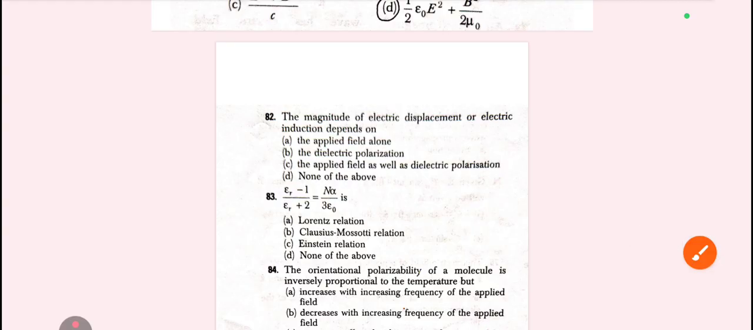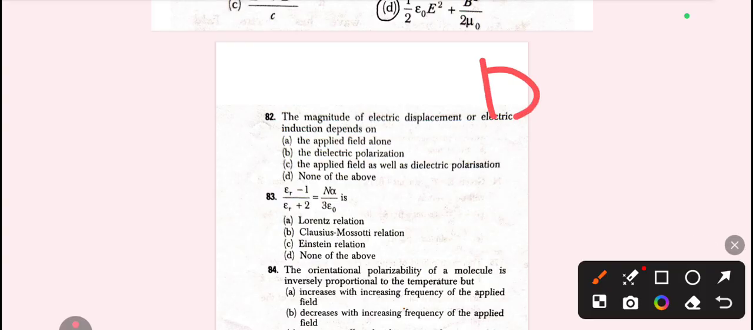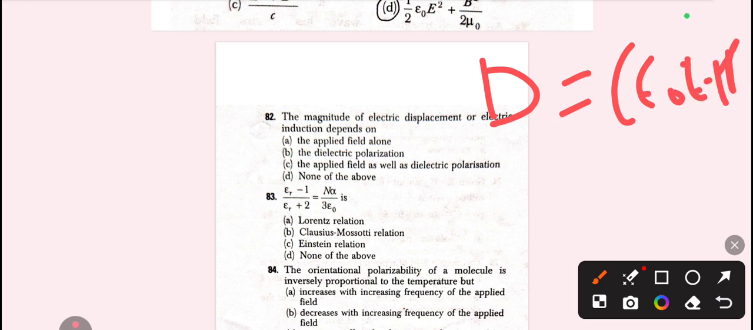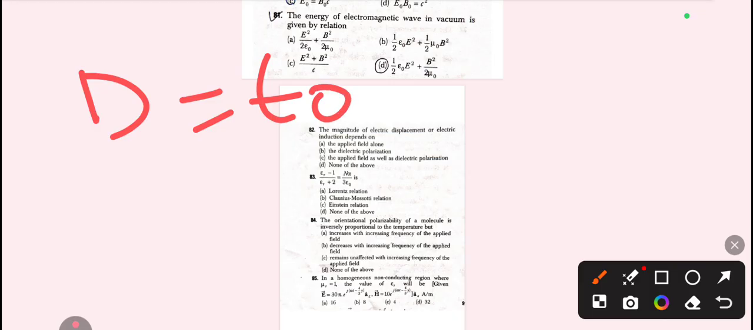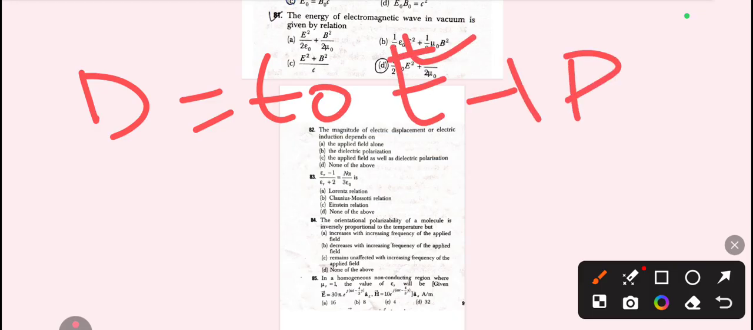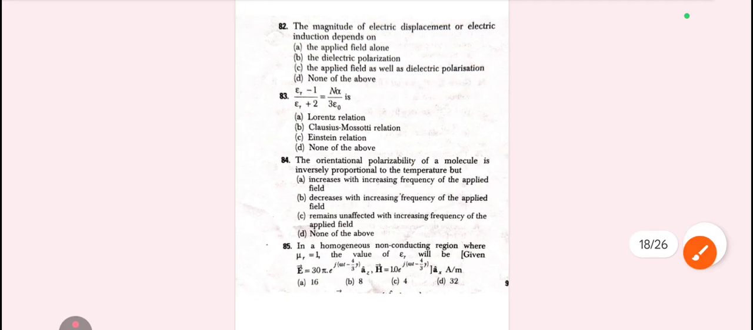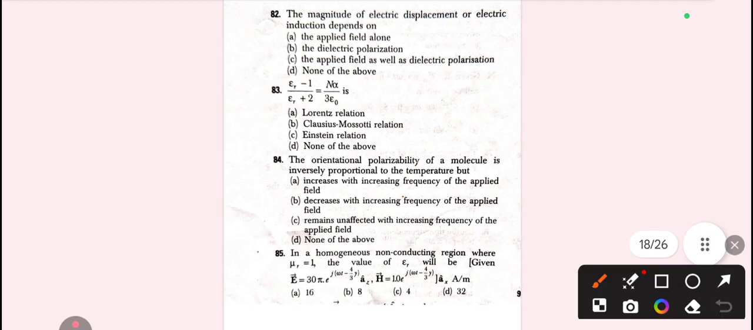82. Magnitude of electric displacement or electric induction depends on electric displacement, that is D vector, epsilon naught E plus P, applied field as well as dielectric. We have a relation D equals to epsilon E plus P. It depends on E, it depends on P. The right option is C.